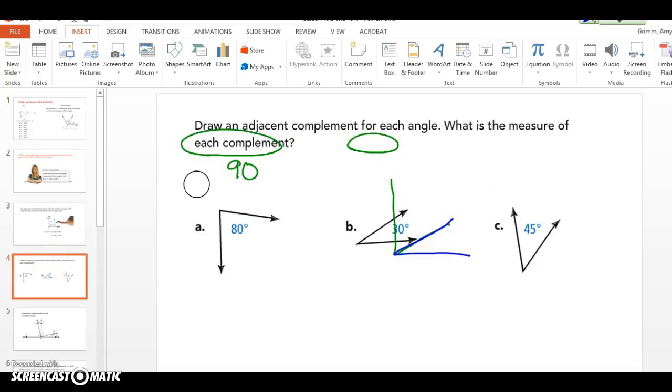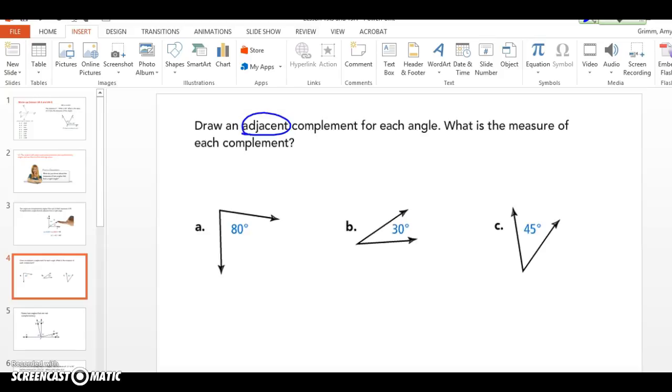All right, so the first thing it asks you to do is draw an adjacent complement for each angle. Adjacent meant next to, complement meant 90. So it wants you to take each one of these and add an angle to it that's adjacent, which would also make the total 90 degrees. If I look at this first one and draw an angle, right now I have drawn in its adjacent complement.